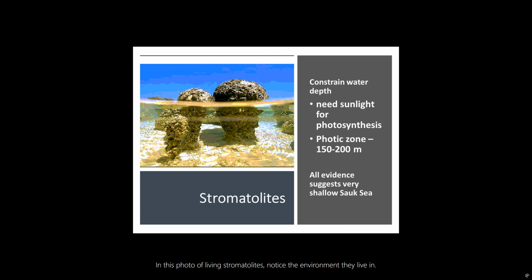In this photo of living stromatolites, notice the environment they live in. What can we infer about the likely environment that fossil stromatolites existed in during this time? Stromatolites help us to constrain the water depth in the rock record. They require sunlight for photosynthesis, which only penetrates into the photic zone, which is the upper 150 to 200 meters of the ocean. The widespread presence of stromatolites in Ordovician age rock is evidence of a widespread shallow Sauk Sea.